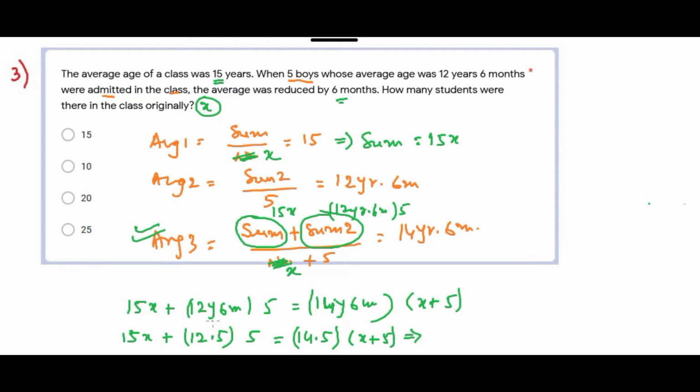If we take 12 years 6 months as 12.5 years, then it will be easy for us to go ahead. Now the simplification is very easy. 15 minus 14.5 into x will be 0.5x, which is equal to 14.5 into 5 minus 12.5 into 5. So it will be 2 into 5, which is 10, which implies x is equal to 10 by 0.5, which is equal to 100 by 5. So x will be 20. So the answer is 20. Very simple. Let's move on to the next problem.